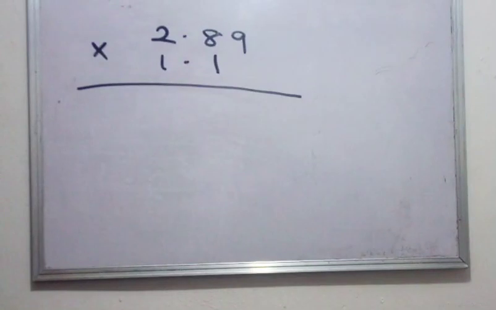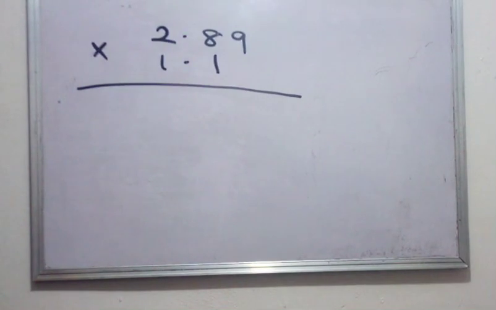Here we are multiplying two decimals having different decimal places. 2.89 has two decimal places and 1.1 has one decimal place. Where do we put the decimal point at the end of this video? Stick around to the end of the video, you will find the right place.